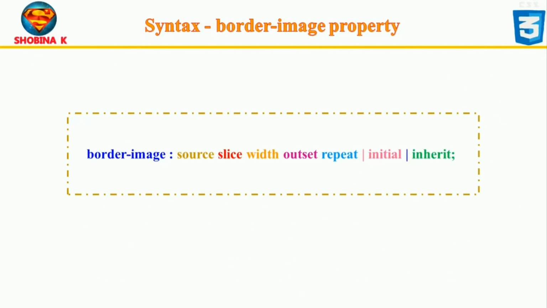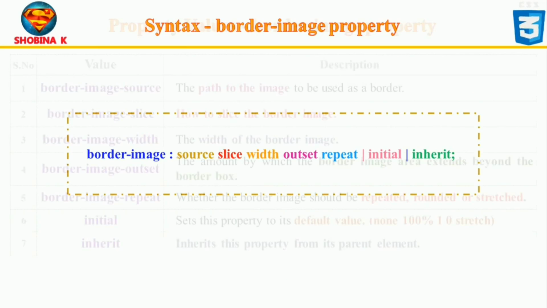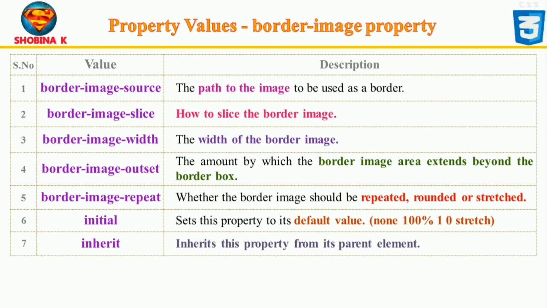This is the formal syntax for the border image property. The border image source is used to set the image path. The border image slice is used to slice the border image. Border image width is used to set the border image width. The border image repeat is used to repeat the border image as rounded, repeated, and stretched. The border image outset property sets the distance by which an element's border image is set out from its border box. Initial will set this property to its default value. Inherit will inherit this property from its parent element.